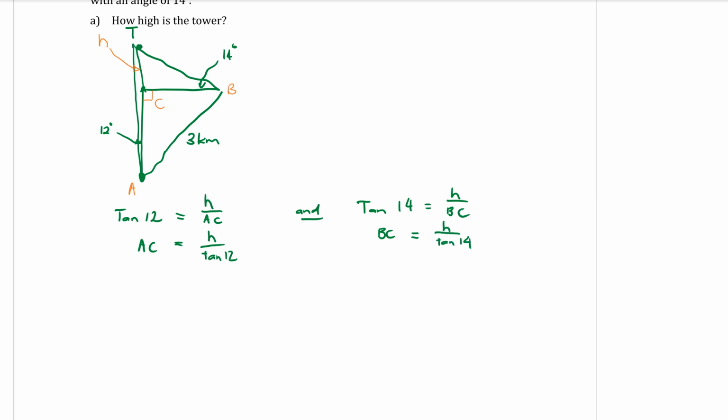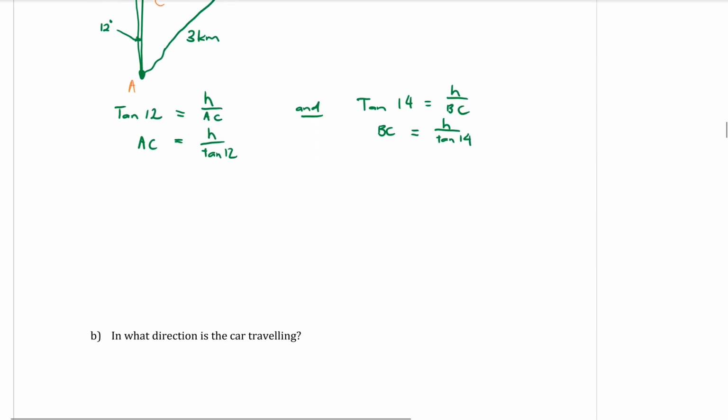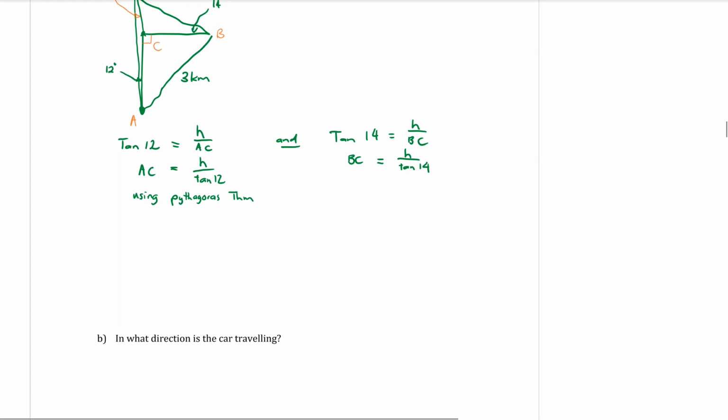Now, as I hinted, we're going to use Pythagoras' theorem. So I'm going to write a little note here. Using Pythagoras' theorem. We know that, can't see my diagram very well right now, AC squared plus BC squared is going to equal the hypotenuse squared, which is 3, or 3 squared is 9.